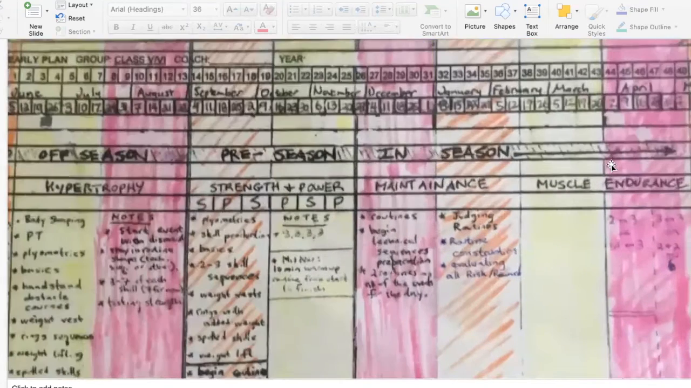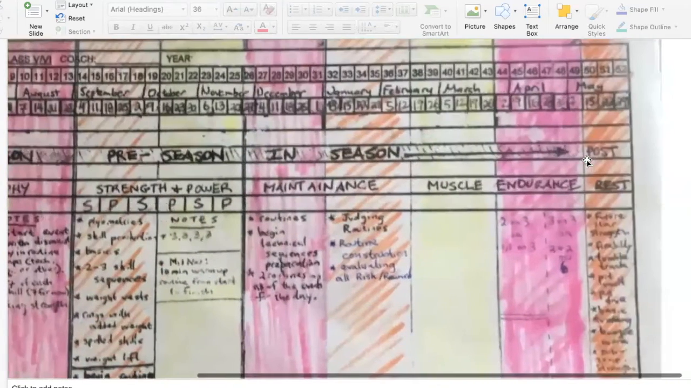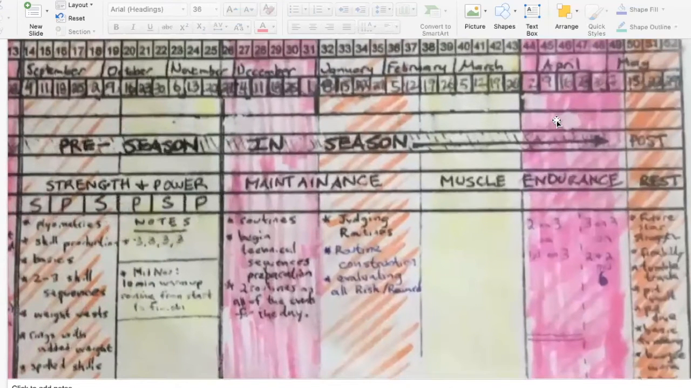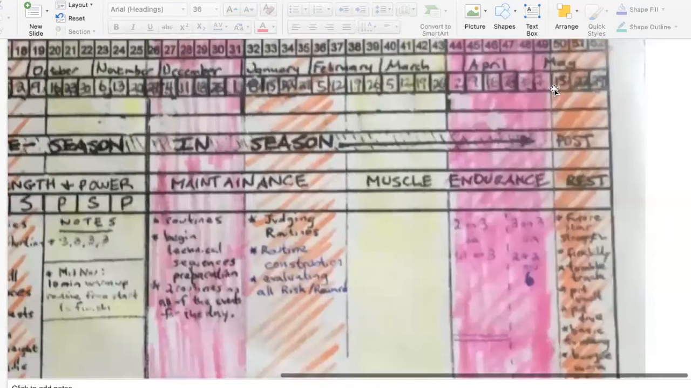All right, so I have a couple of different seasons. I have my off season, my preseason, my in season, and then I have a post season. And right now we're in the beginning of March. So we're in March 5th right now, March 3rd, this week right here. So right now we're in the 3rd week of muscle endurance. Our championships for gymnastics are this week in May. It's like the 2nd week in May.